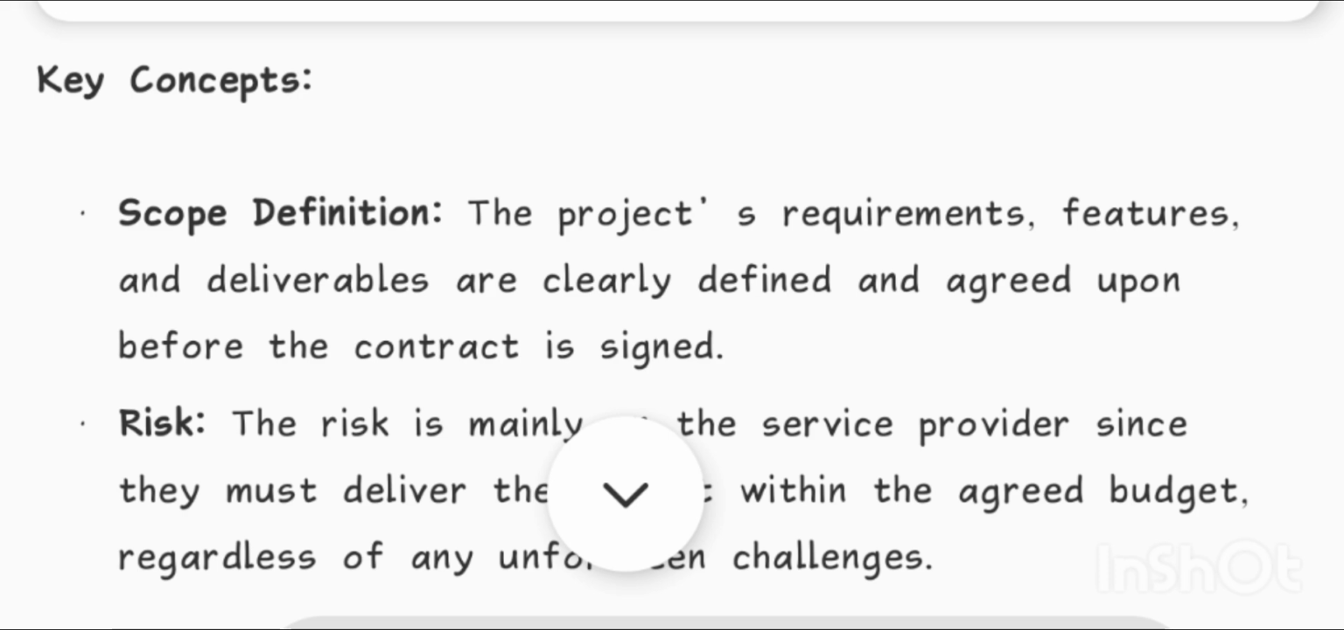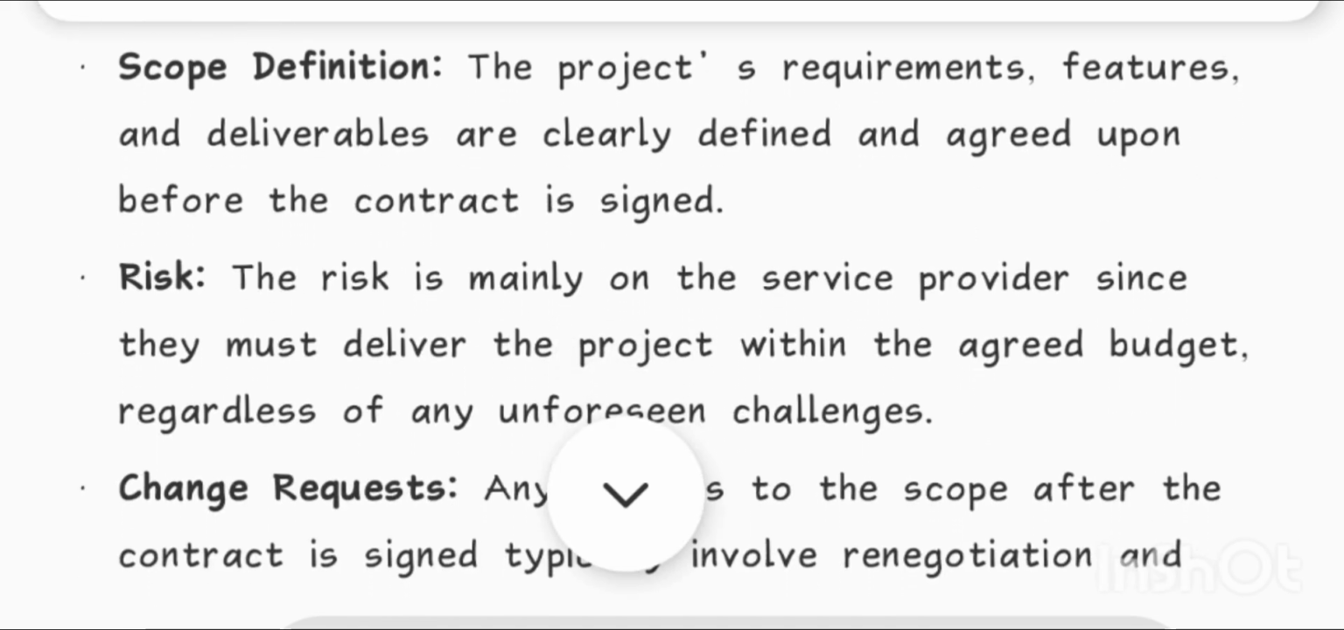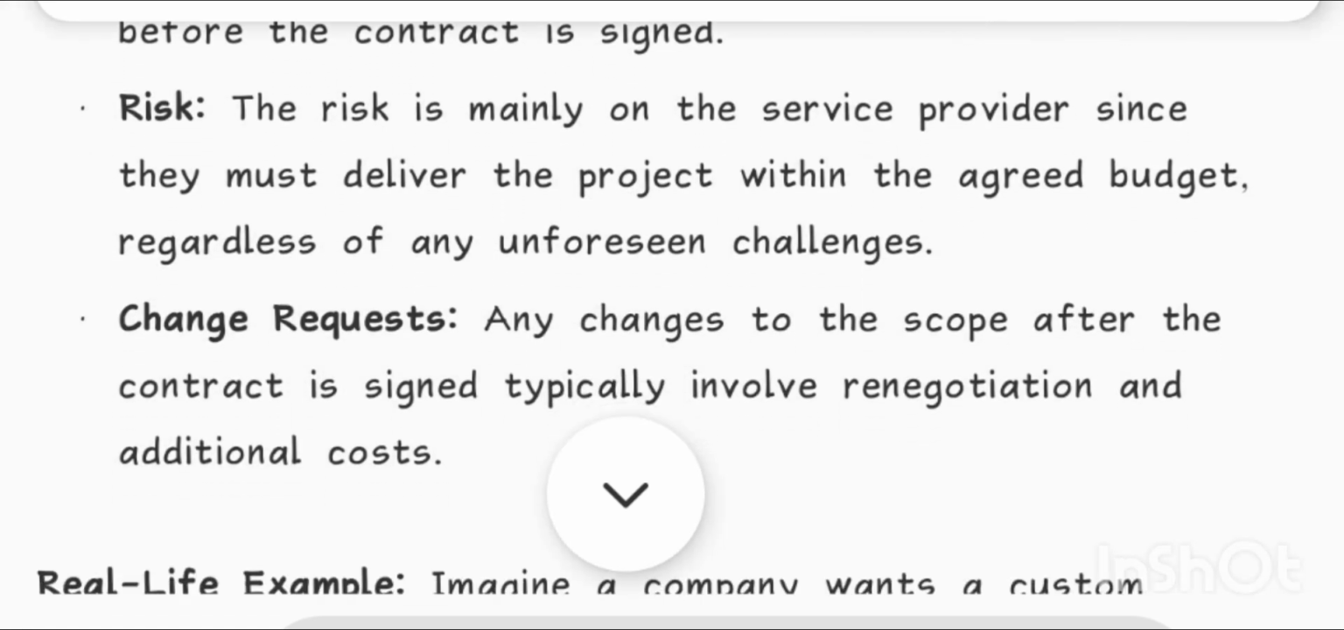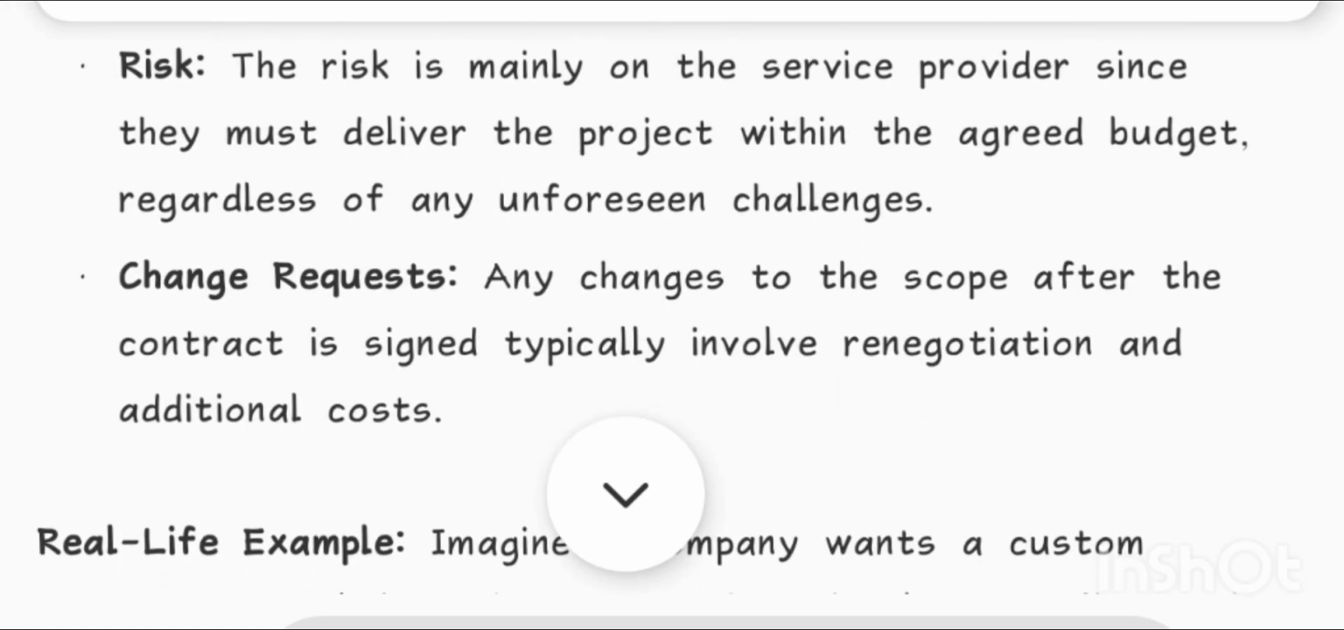Key concepts. Scope definition. The project's requirements, features, and deliverables are clearly defined and agreed upon before the contract is signed. Risk. The risk is mainly on the service provider since they must deliver the project within the agreed budget, regardless of any unforeseen challenges. Change requests. Any changes to the scope after the contract is signed typically involve renegotiation and additional costs.